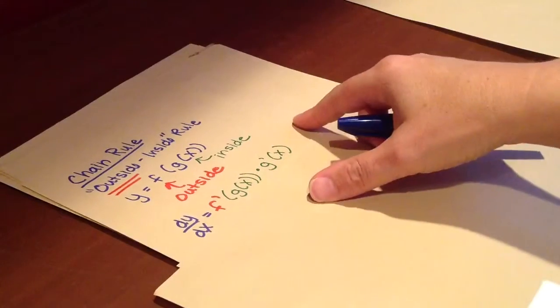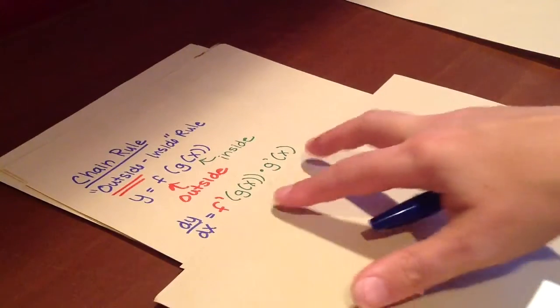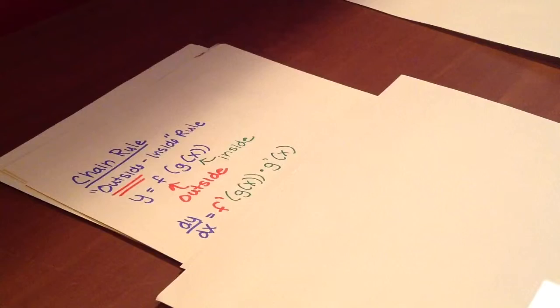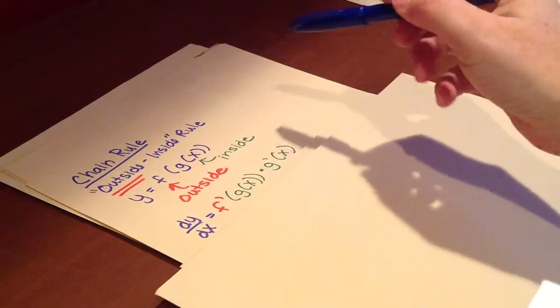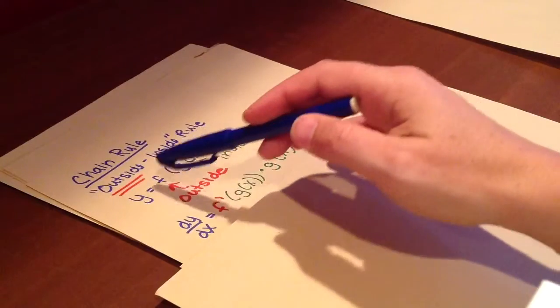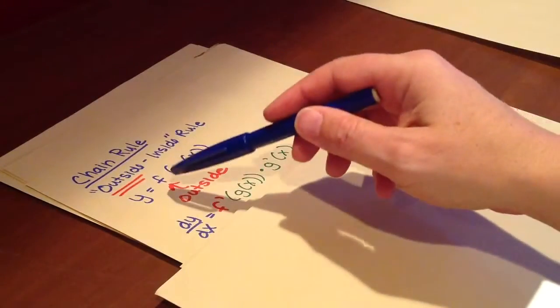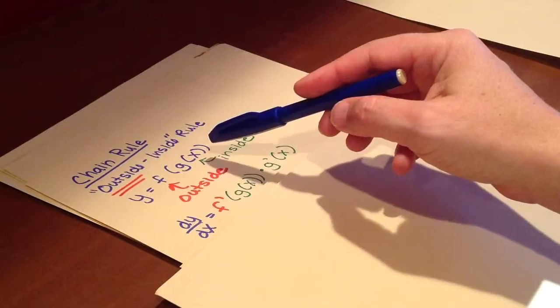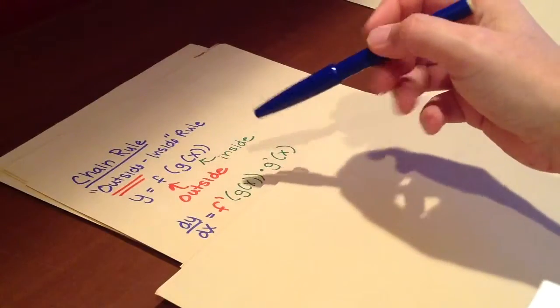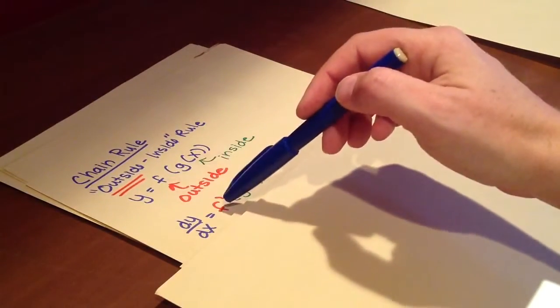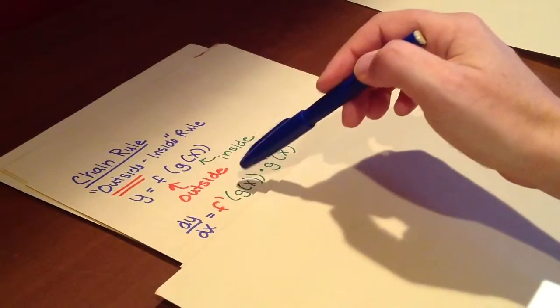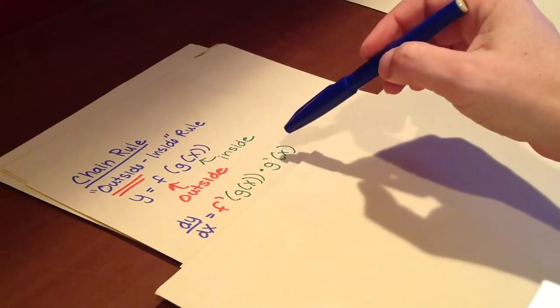Okay, so we're going to look closely at the chain rule here. Oftentimes the chain rule is called the outside-inside rule because it works for a composition of functions. You have an inside function and you have an outside function. So in this case, f of x is the outside and g of x is the inside. When you take the derivative of it, you take the derivative of the outside, keep the inside the same, and then you take the derivative of the inside function.